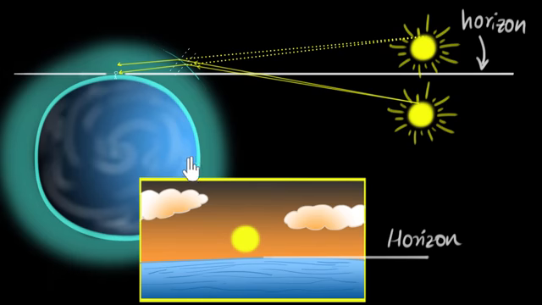So long story short, due to our atmosphere bending the rays of light downwards towards us, the sun appears higher in the sky. And this is not just for the sun. It will happen for any celestial body. So for the moon or the planets or even the stars. And by the way, this effect is the strongest when the objects are near the horizon.